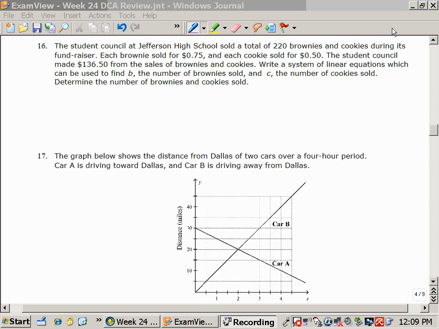All right, number 16 is kind of a difficult problem, and I bet you've forgotten how to do it. So let's remember as we go through and write the equations.